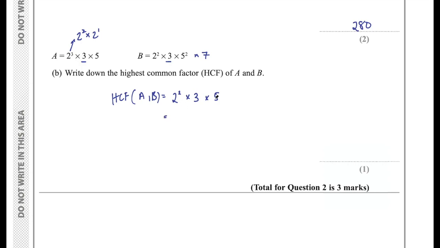Okay, so then we multiply these together and we have our answer. So 2 squared is 4, 4 times 3 is 12, multiplied by 5, 12 times 5 is 60. So our highest common factor is 60 for these two numbers. And it's interesting that you can come up with that even though you don't actually need to work out what A and B actually are. Of course you could work them out, but you don't need to. Okay, so that was question 2 for 3 marks.